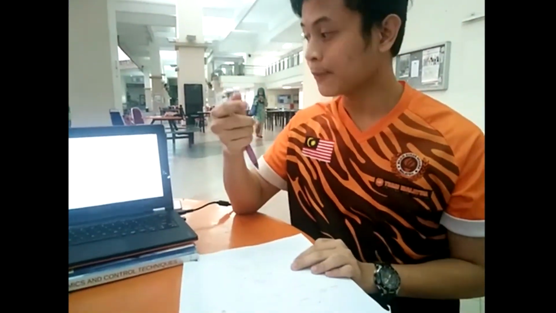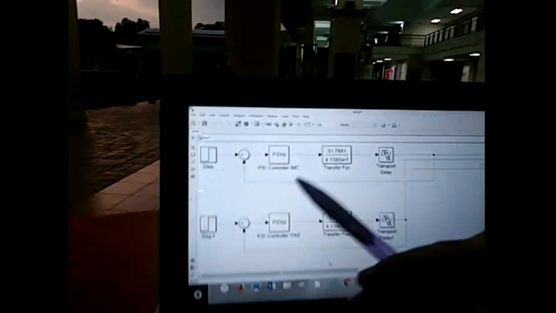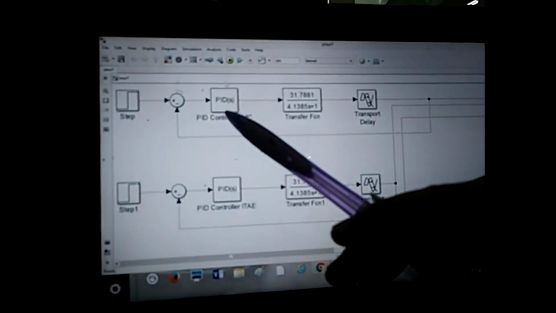After we finish calculating the PID, we substitute it into the PID controller in our Simulink.